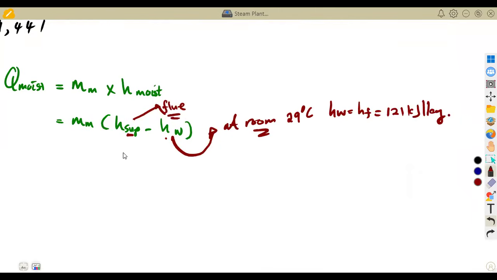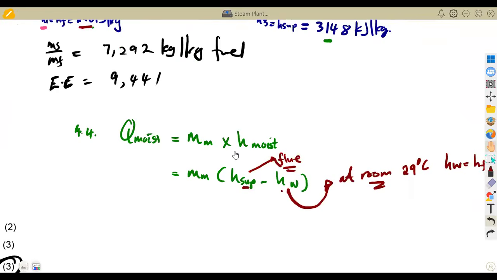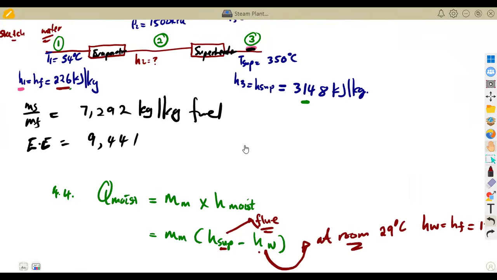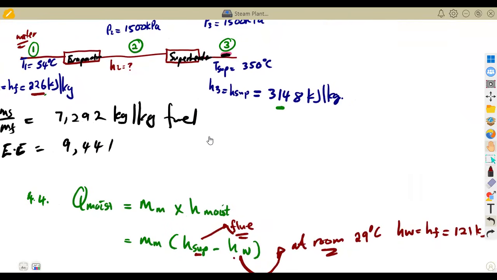Then H sup has to be calculated. This is not the H sup that we see here. Guys, this is why I said you have to be very careful with this question, because it was having a confusion. This one is not for the steam for water, when it is water entering directly. This is for the flue gases.